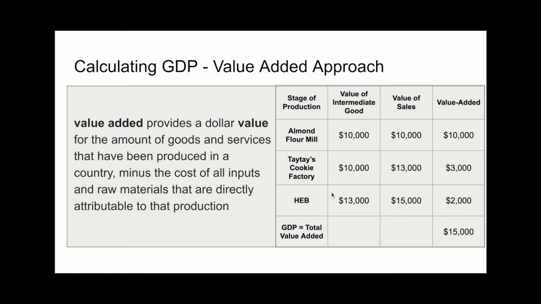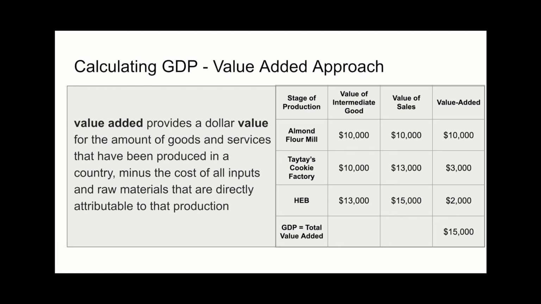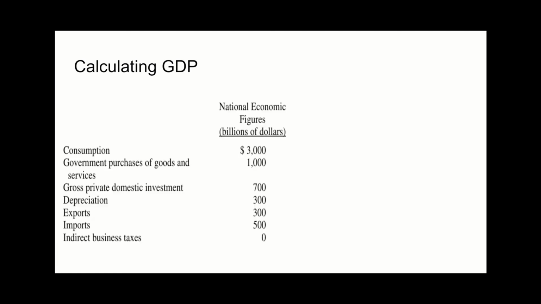Next, H-E-B bought those cookies for $13,000. They're going to turn around and sell them for $15,000. H-E-B has added $2,000 worth of value to the economy, and our GDP overall is going to be $15,000. I just wanted to show you how it works. You're probably not going to see it too often.